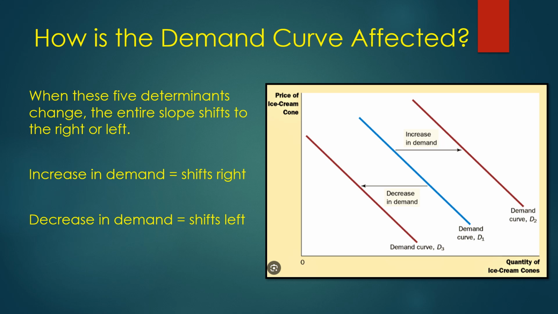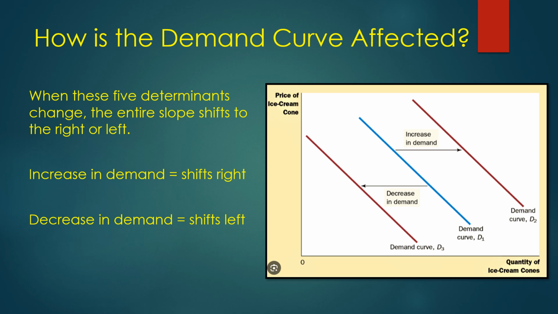So how is the demand curve affected? Earlier we just saw a demand curve which was one slope going down and to the right. But when these five determinants change, when these are non-price factors, the entire slope is going to shift. It's either going to go right or left. If there's an increase in demand, the slope is going to shift to the right.